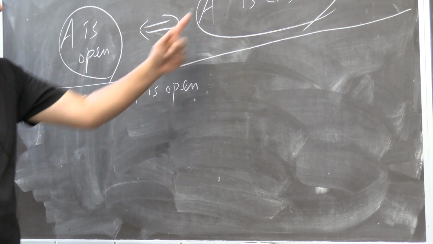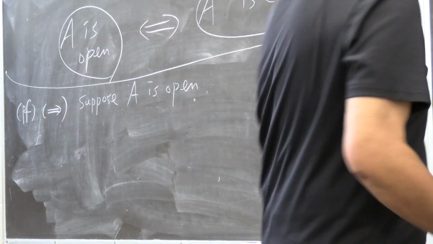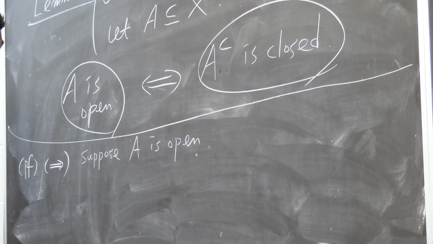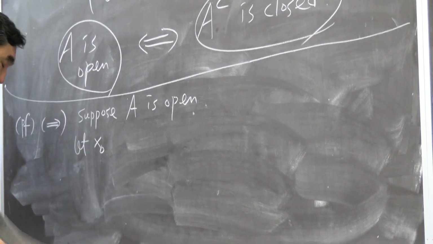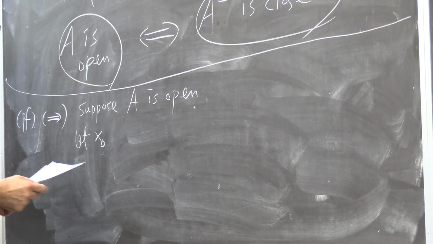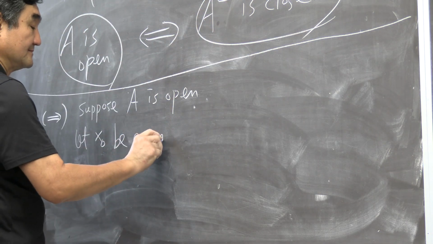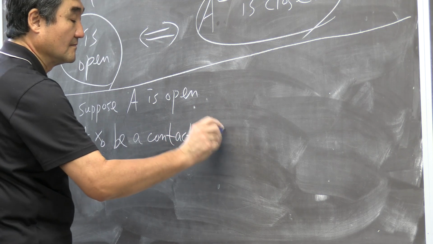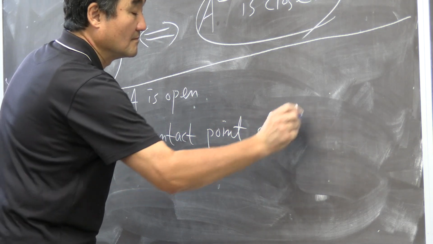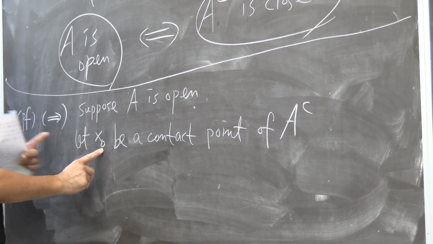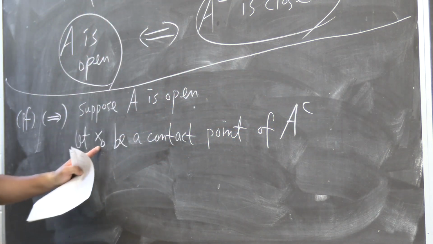To prove its complement is closed, we must show what? Its complement contains all of its contact points. So let x naught be an arbitrary contact point of A complement. And then we prove that contact point x naught is in A complement as well, right?